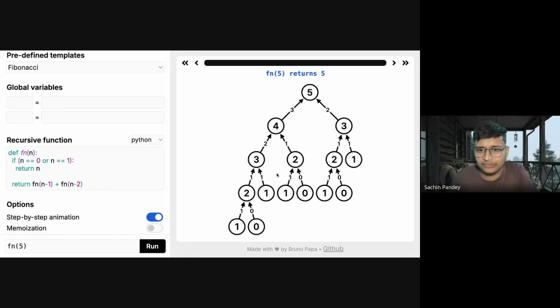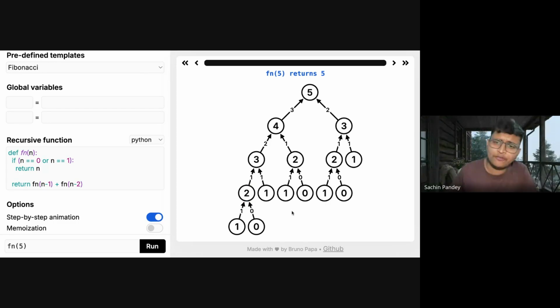Can you see Fibonacci of 2 is called here also? 2 is later calling 1 and 0. It is also called here, 2 is again calling 1 and again calling 0. Here it is called again, 2 is again calling 1 and 0. Same with 3. 3 is calling 2 and 1. Here also 3 is called, calling 2 and 1, and 2 is later calling 1 and 0 here also.